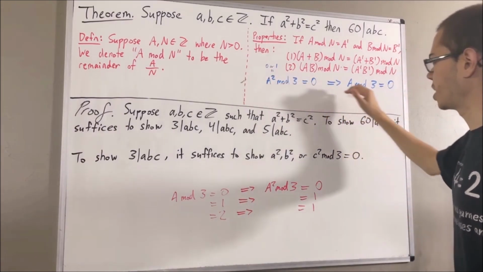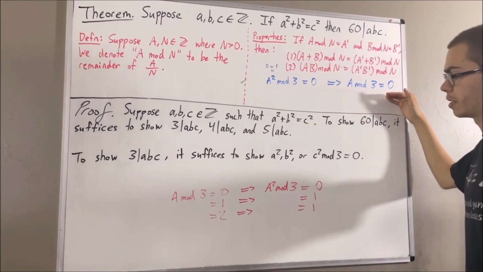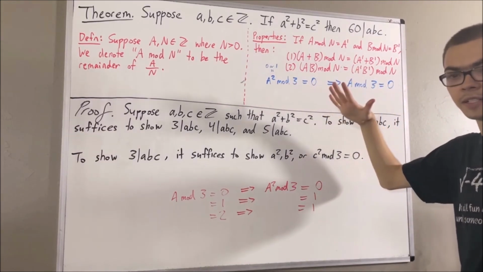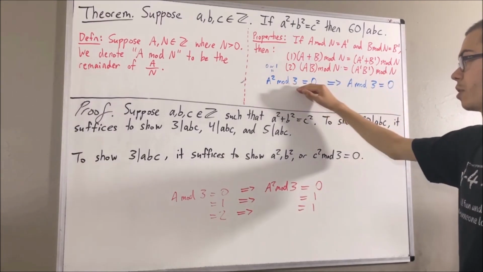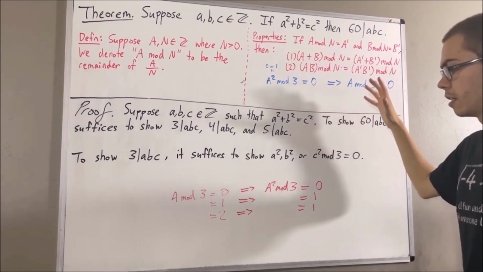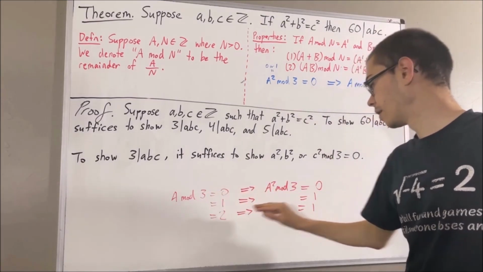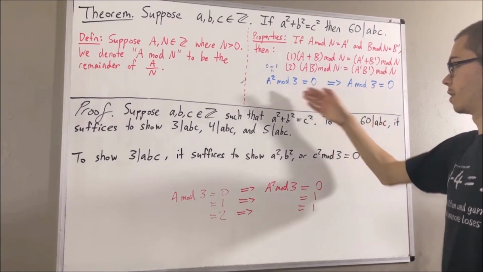But why is this implication true? Well, the reason why is because we have precisely shown that the contrapositive is true. That is, if a mod 3 is not equal to 0, then a squared mod 3 is not equal to 0. Right? We see in each of the two cases where a mod 3 is not equal to 0, a squared mod 3 is not equal to 0. Therefore, this implication is true.